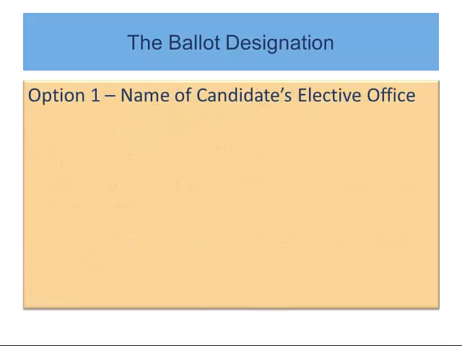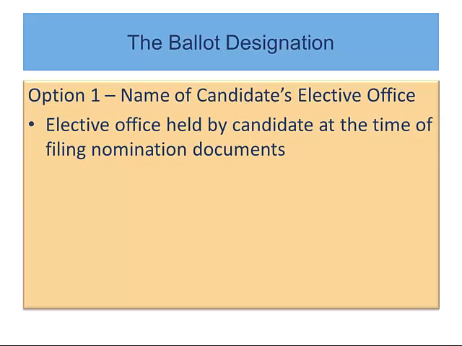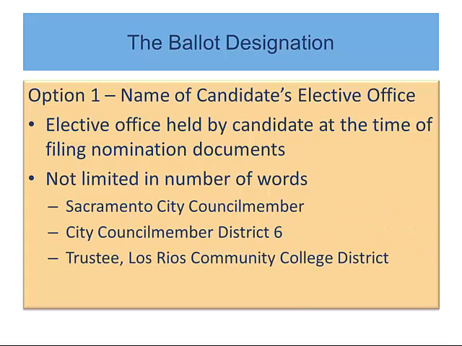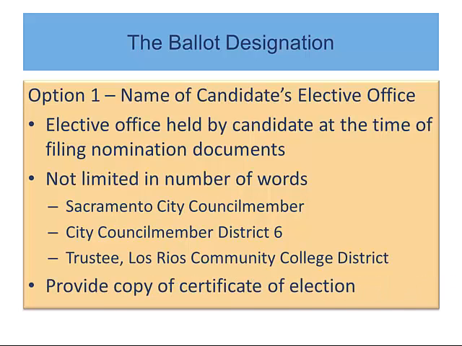Let's review the designation types. Option 1 is the name of the candidate's elective office. This is for candidates who are holding elective office at the time of filing nomination documents. There is no word limit for this category. Here are a few examples. With all designations, proof must be submitted that the candidate has the right to use the designation. Therefore, a copy of the official certificate of election must be attached to the ballot designation worksheet.